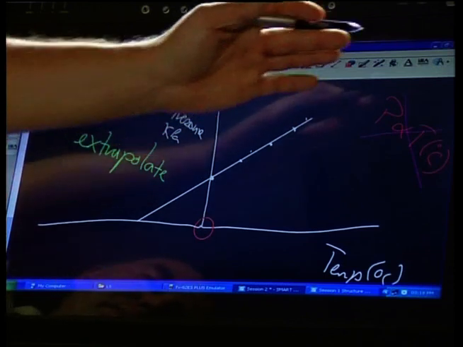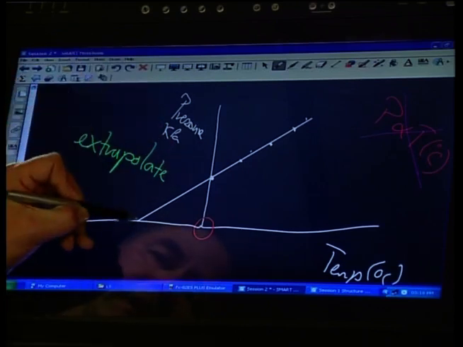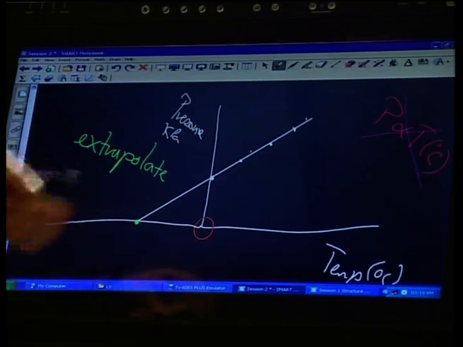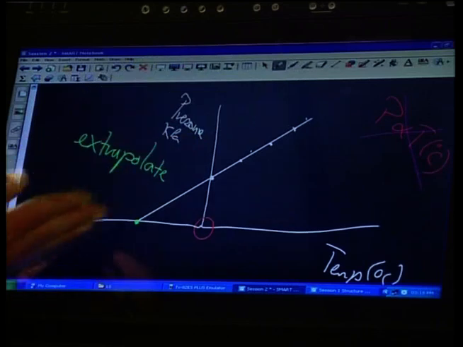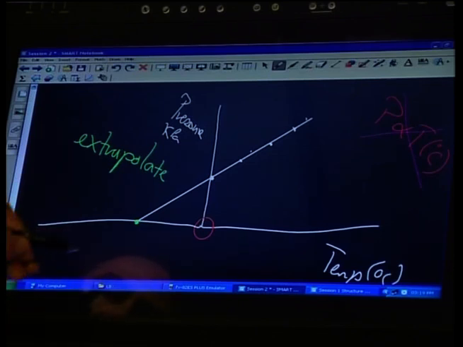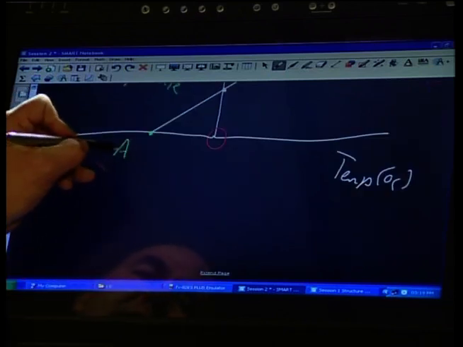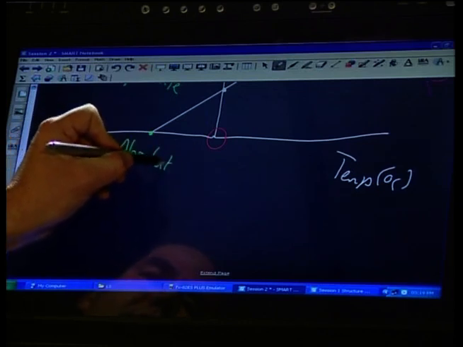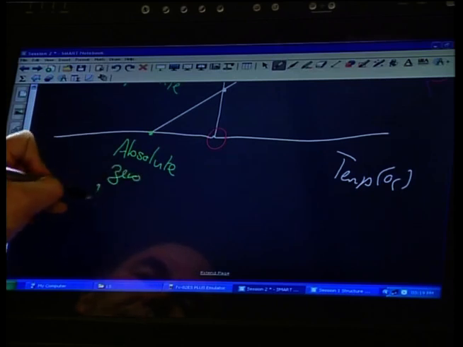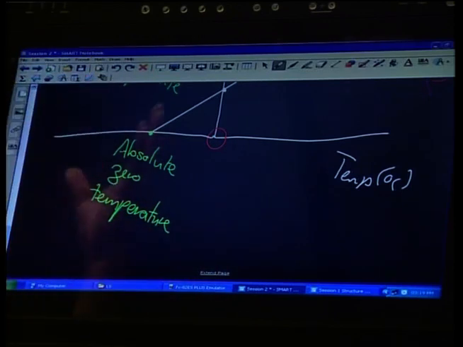Extrapolate. So we pull it back till we get to this point over here. And this point becomes a very critical point, because what it's telling us is that you can't get lower than that. The person whose work we acknowledge here said that this was absolute zero temperature. You can't get any lower. Absolute means that it absolutely can't do any more. You've got to the bottom level.